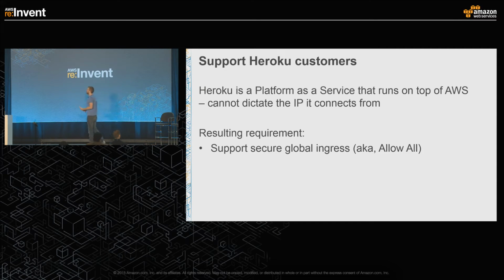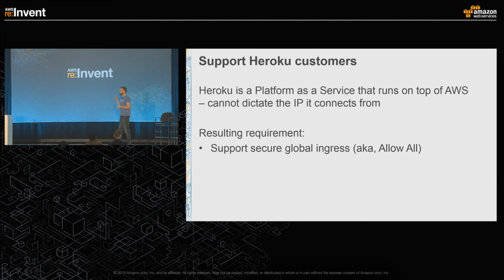So the next challenge we faced in providing access to our own service was to support Heroku customers. For those of you who are not familiar with it, Heroku is a platform as a service that runs on top of AWS. It allows you to run clients, and Heroku takes care of a lot of the management in terms of scaling and running it and coping with load. The one issue that we had is that people connecting from Heroku actually have no control over the IP address that they're connecting from.